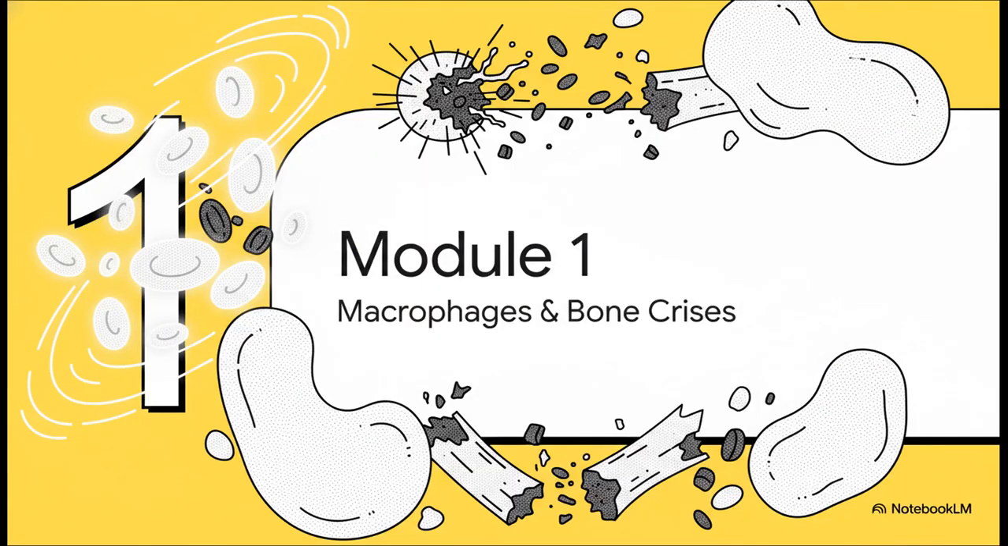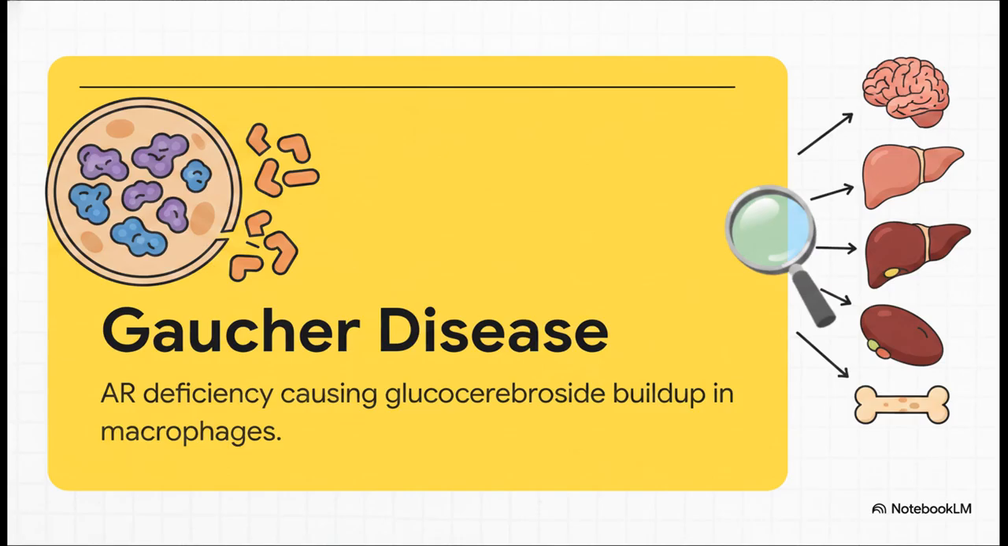Module 1. Macrophages and Bone Crises. Let's analyze the precise biochemical mechanism of Gaucher disease. As you probably know, this is the most common lysosomal storage disorder, and it's strictly driven by an autosomal recessive deficiency in the enzyme glucocerebrosidase. When this enzyme fails, the lipid glucocerebroside invariably accumulates right inside the reticuloendothelial system. It specifically targets the brain, liver, spleen, and bone marrow. And it's exactly this specific substrate accumulation that drives the entire clinical picture.